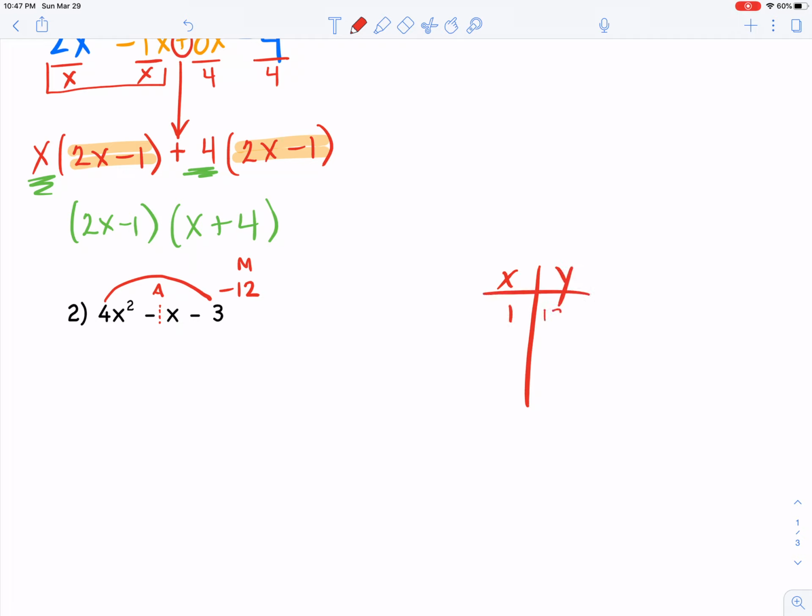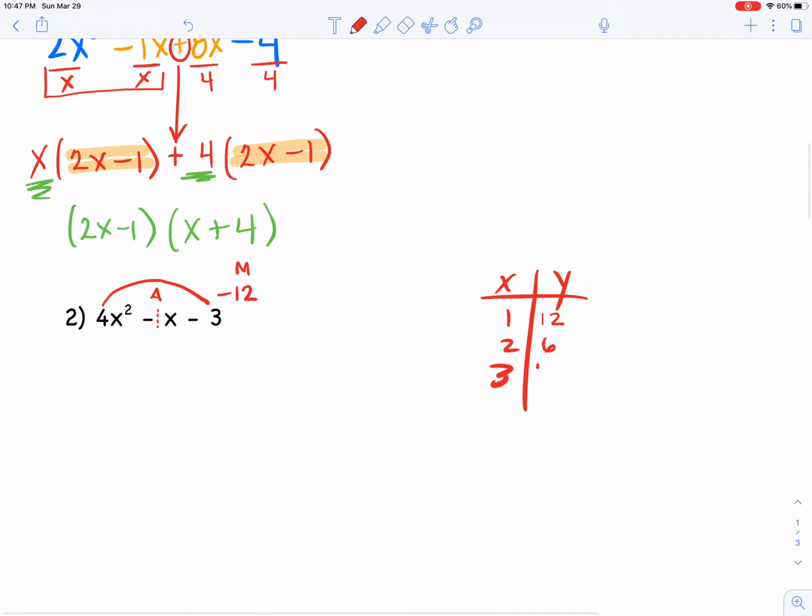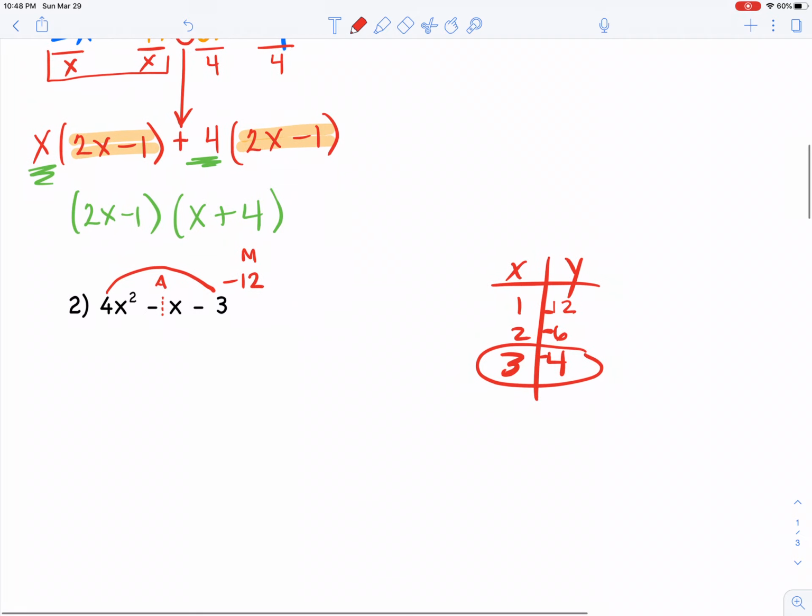So I'm still going to get my table on the side with numbers that multiply to -12. So 1 times 12, 2 times 6, 3 times 4. One of the numbers is going to need to be negative for them to multiply to -12. I'm going to make the bigger ones negative now. And 3 and -4 are my numbers that also add to -1.